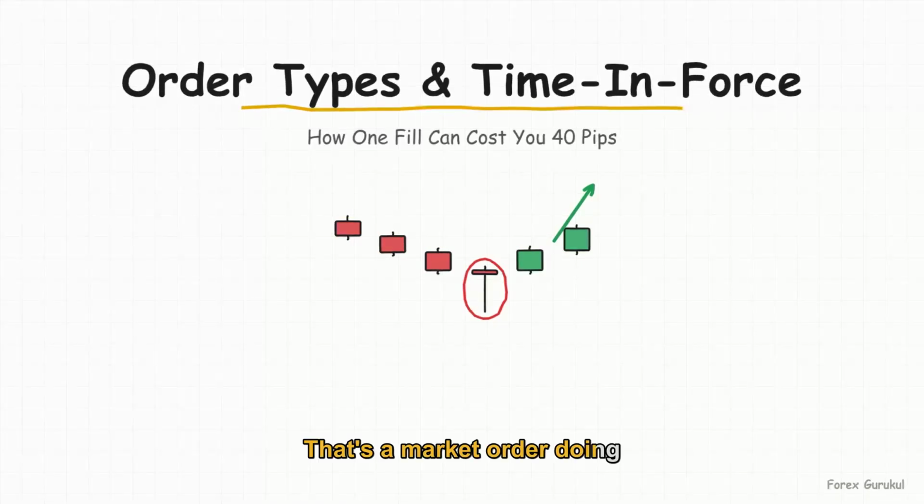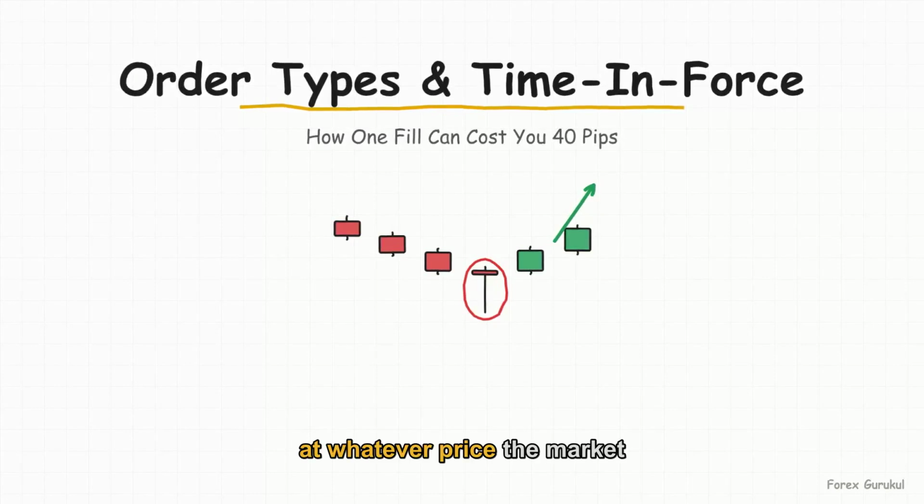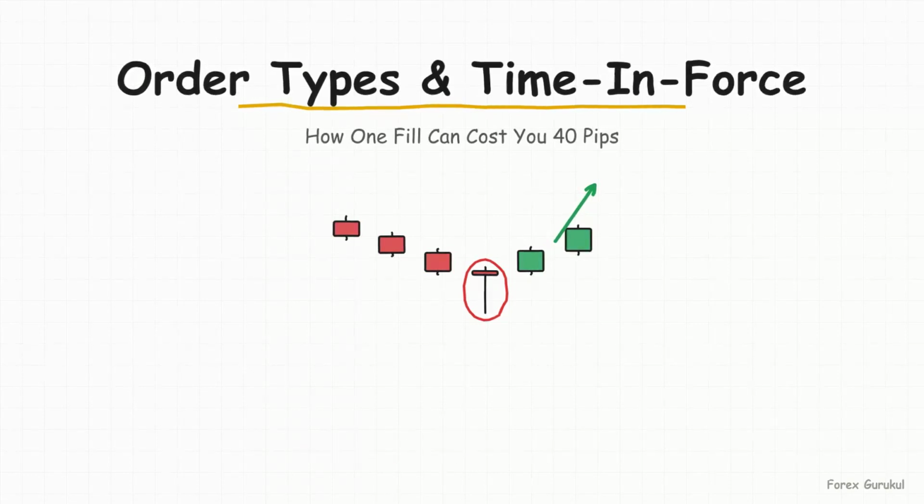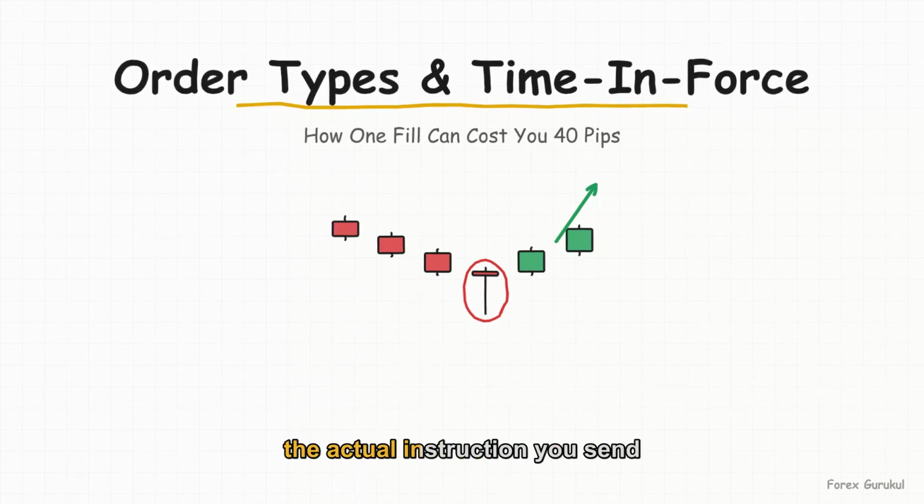That's a market order doing exactly what it's built to do: execute right now, at whatever price the market hands you, with zero promise on where that price lands. Every trader eventually has their own version of Marcus's 2 a.m. moment. So before we go anywhere else, we need to talk about the actual instruction you send your broker every time you click a button, because that instruction is called an order, and there's more than one kind.